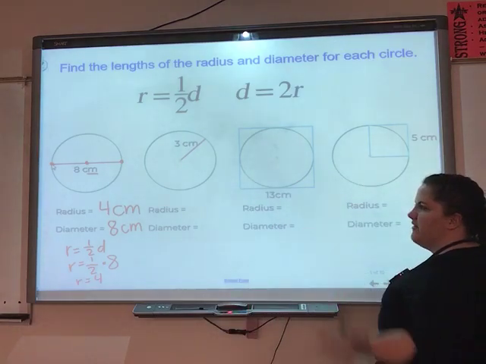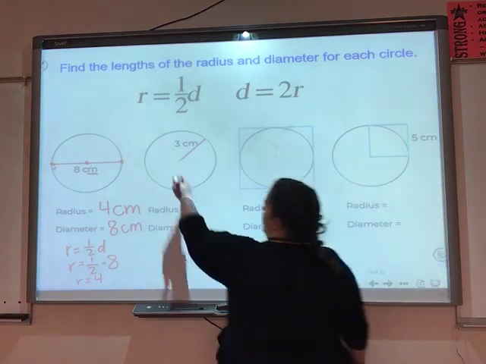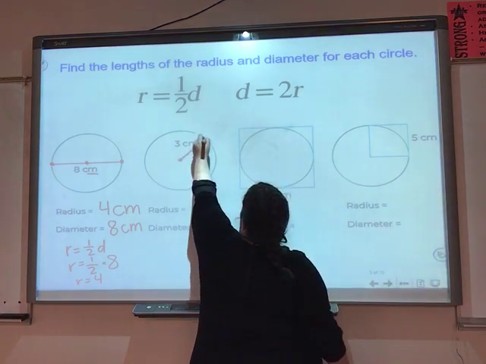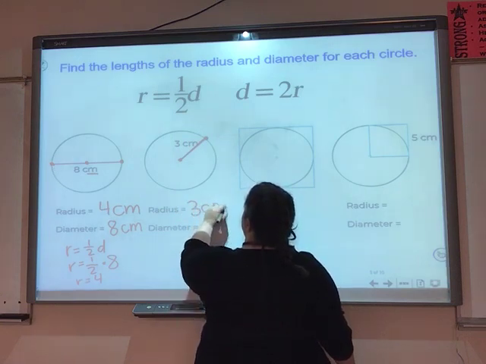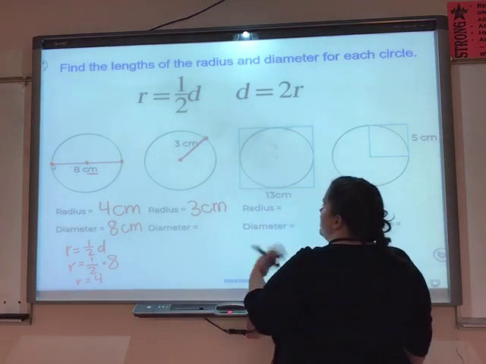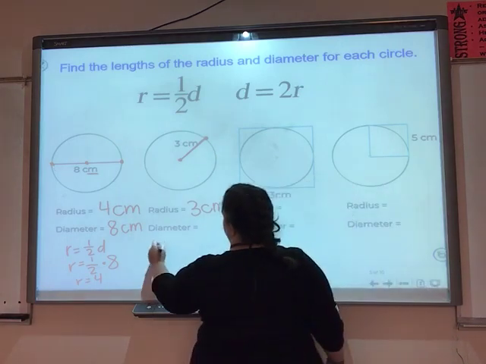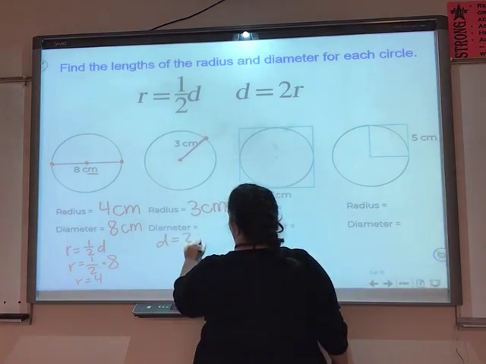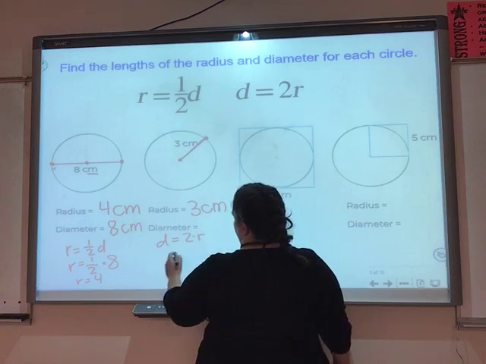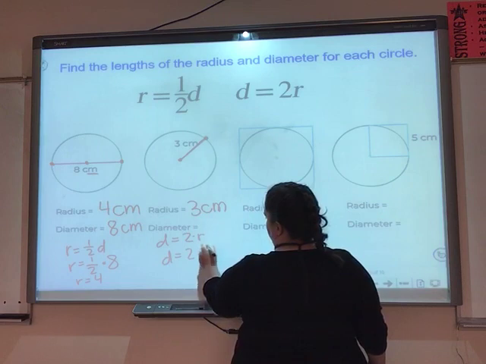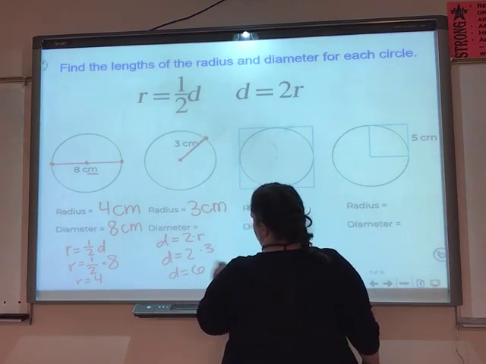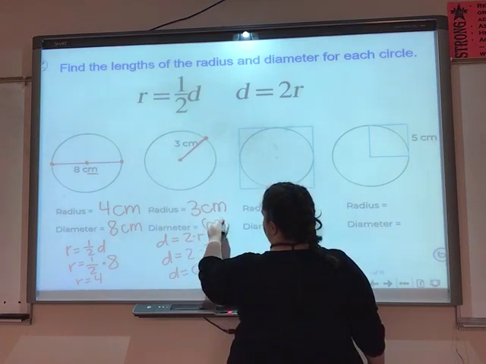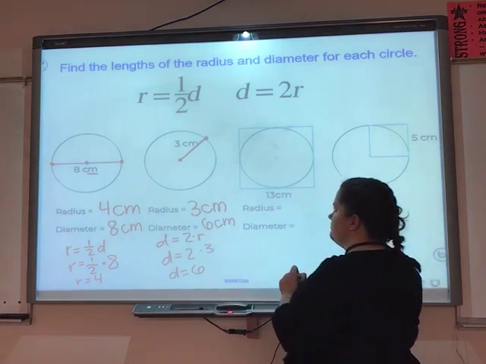Next, we need to look: do I have a diameter or a radius? Well, I'm going from a center point out to an edge, so this is the radius. The radius is 3 centimeters. Now I want to look for my diameter, so I'm going to use diameter equals 2 times the radius. My diameter equals 2 times this 3 centimeter radius. 2 times 3 is 6. So my diameter is 6 centimeters.